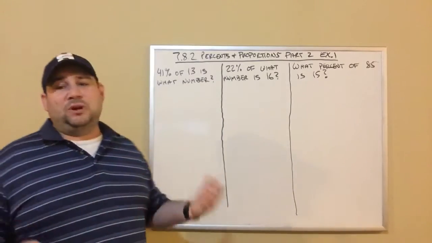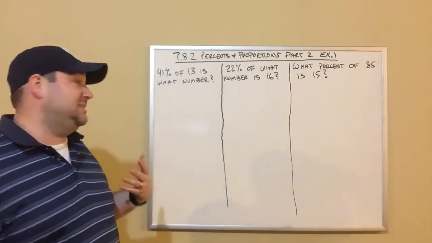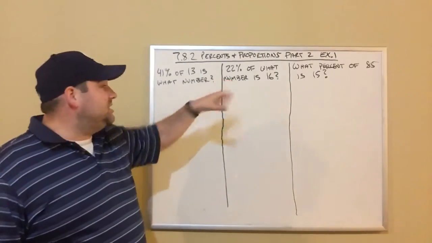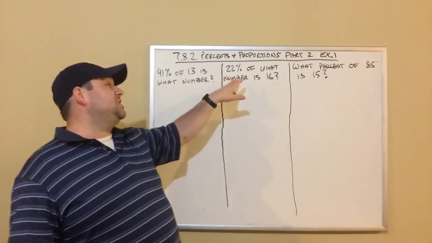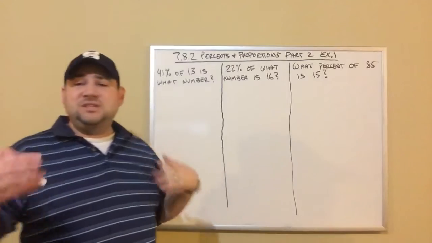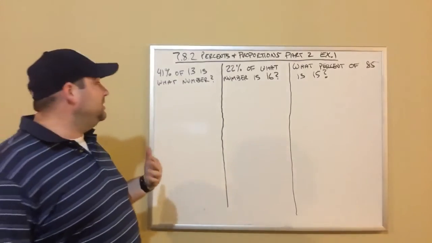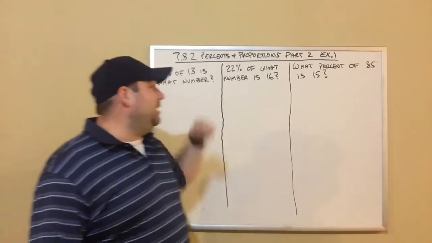It gets a little more complicated when it's not worded as simply. So these, you can see they're all worded differently. One of these is 41% of 13 is what number? 22% of what number is 16? You can see they're all worded differently. And the one thing you might notice is that all of these have the word of and is.